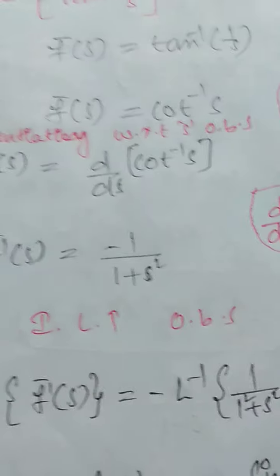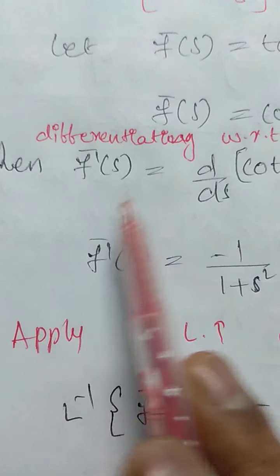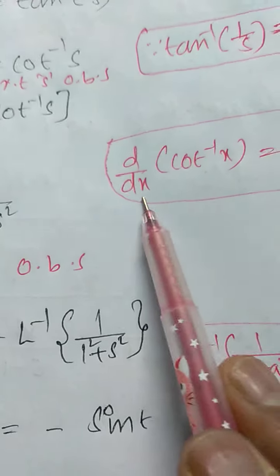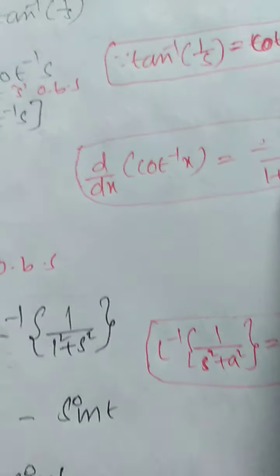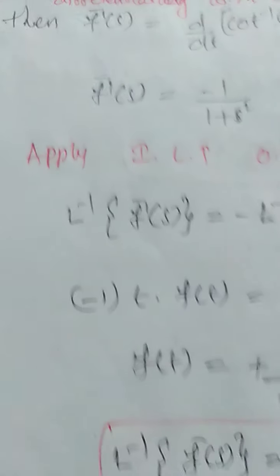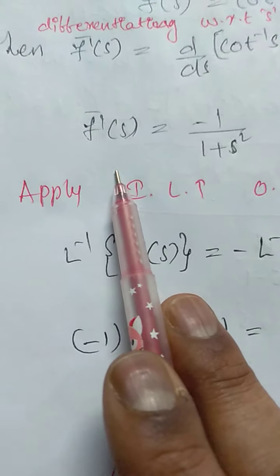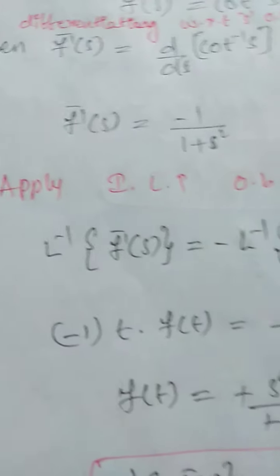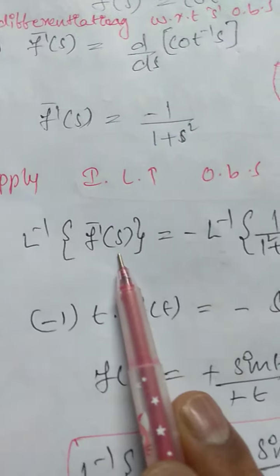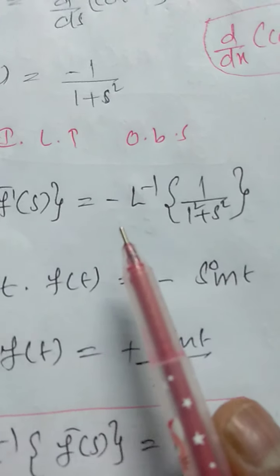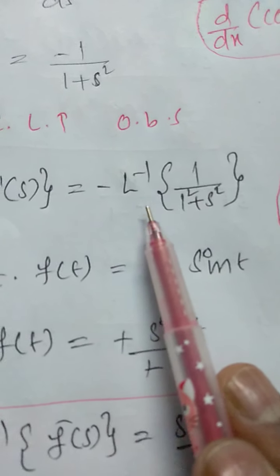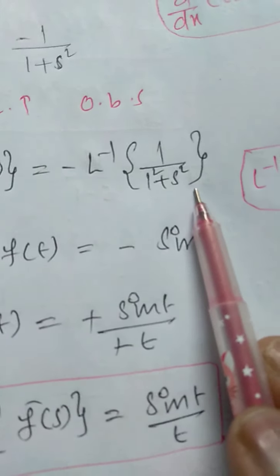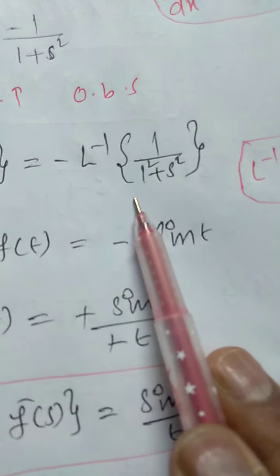Differentiating with respect to s on both sides, we get the derivative of f bar of s equal to the derivative of cot inverse of s. The derivative of cot inverse of x is equal to minus 1 by 1 plus x square. So the first derivative of f bar of s is equal to minus 1 divided by 1 plus s square. Now apply inverse Laplace transform on both sides. We get L inverse of the first derivative of f bar of s is equal to minus, taking minus 1 common, minus into L inverse of 1 by s square plus 1.